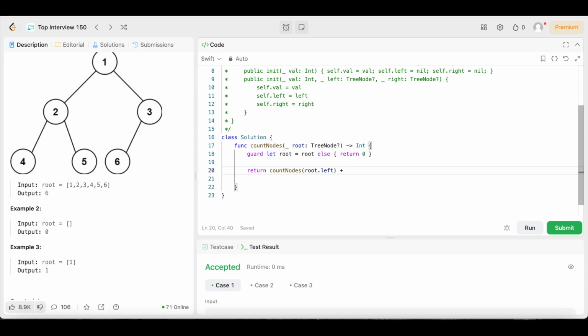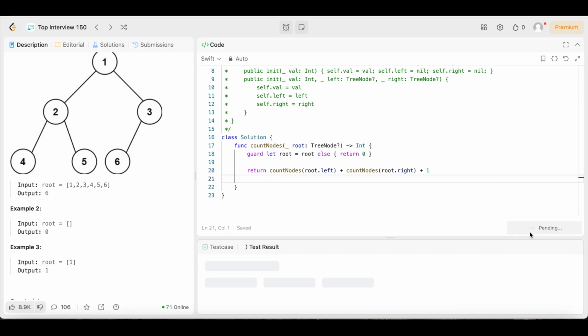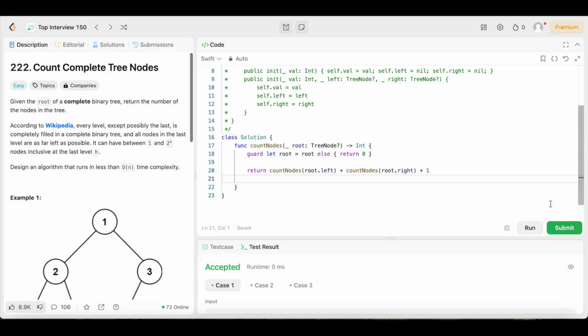Then we're going to say plus count nodes, open up the parentheses, root.right. That's going to traverse the right side and count it. Then we're going to say +1 just so we can add the root to the count, right? That's why this +1 is there, to represent the root. So now let's run this, see how it runs, make sure it runs like it's supposed to before we submit it, and it's accepted, right?